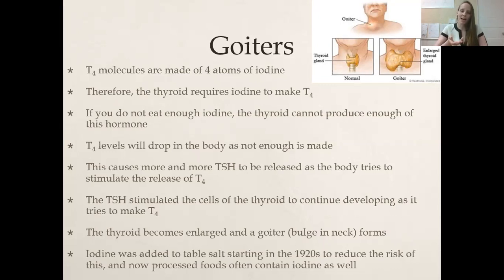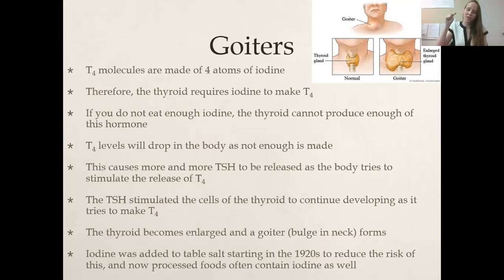And because of that, your anterior pituitary will keep releasing thyroid stimulating hormone because it wants the thyroid to make T4. However, the thyroid is just like, stop coming at me, bro. I can't make the T4. I don't have any iodine. And the thyroid stimulating hormone is just like, make it, make it, make it. And it's like, I can't.